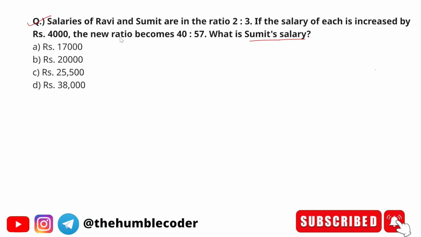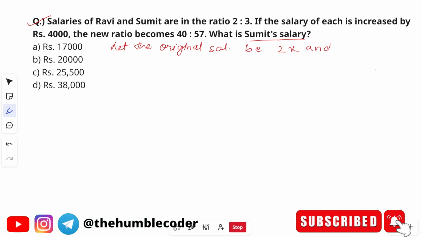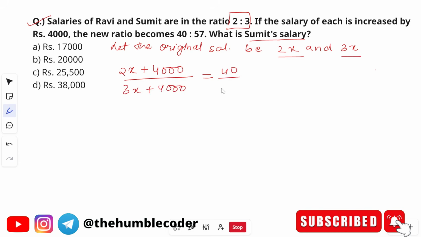First thing that we have to assume is, let the original salaries be 2x and 3x, 2x for Ravi and 3x for Sumit. We have got it from the ratio that is given to us. Now what is told to us in the question is, if the salary of each is increased by 4,000, the new ratio is 40:57. So we can write it in this way: (2x + 4,000) divided by (3x + 4,000), and the new ratio is 40:57. This is equivalent to this one.